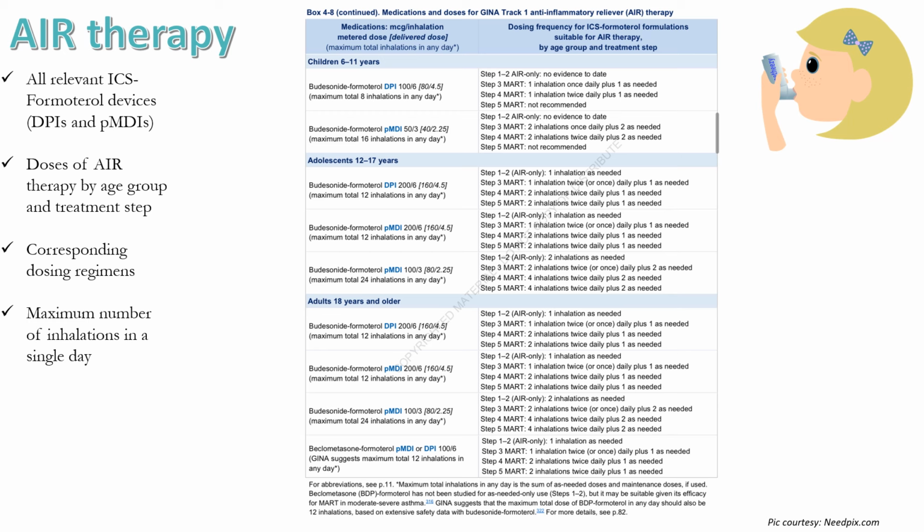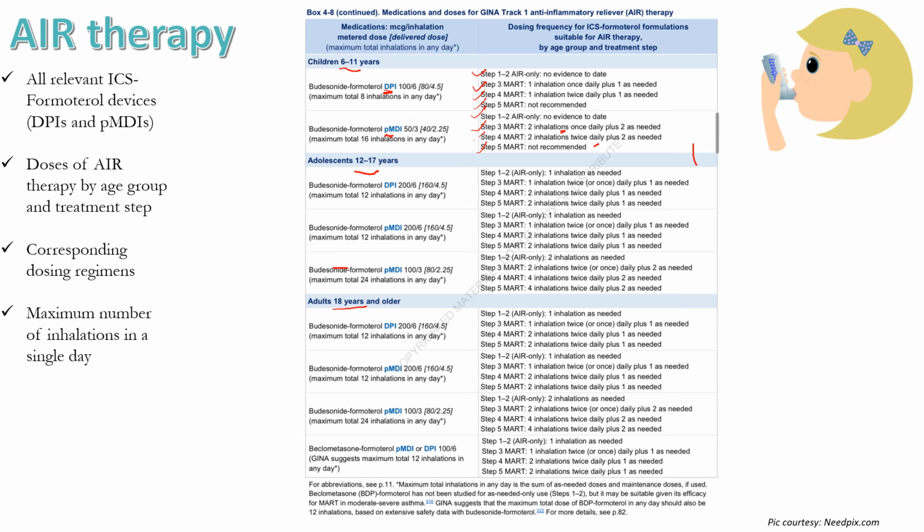What it has mentioned is that all relevant inhaled corticosteroid formoterol devices like DPIs and MDIs have been mentioned. So here, for example, DPI has been mentioned and pressurized MDI has been mentioned. Doses of AIR therapy by age group and treatment step have been mentioned. This age group is 6 to 11 years, this is 12 to 17 years, and this is 18 years and older. And treatment step, here step 1, 2, step 3, step 4 and step 5. Again step 1, 2, step 3, step 4 and step 5. So stepwise the dosing has been mentioned.